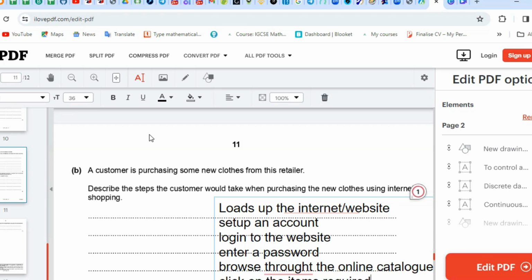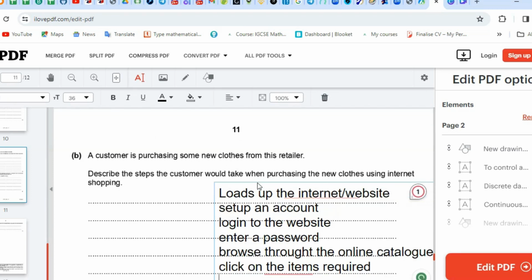If you have up to 5 here, it's enough. And how many have I given you? 1, 2, 3, 4, 5, 6. So let's add one more. Choose payment method.